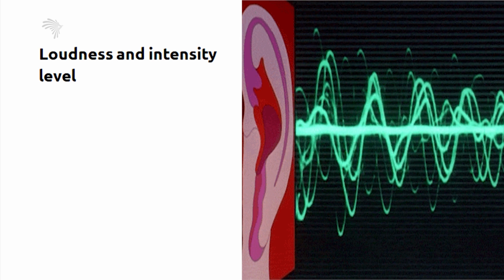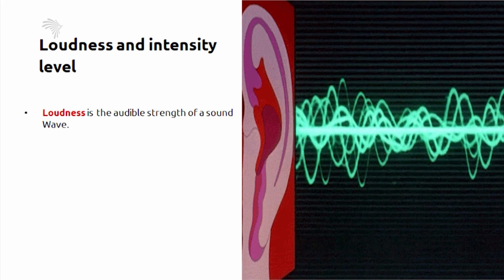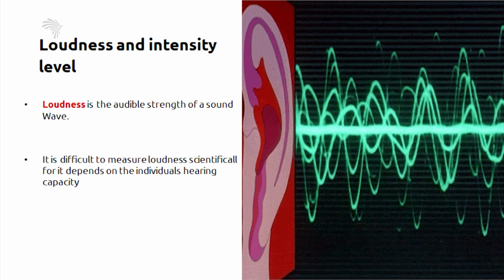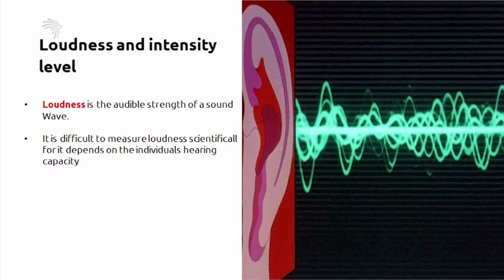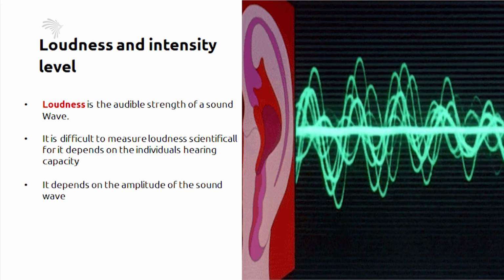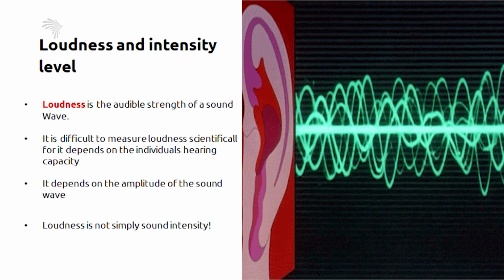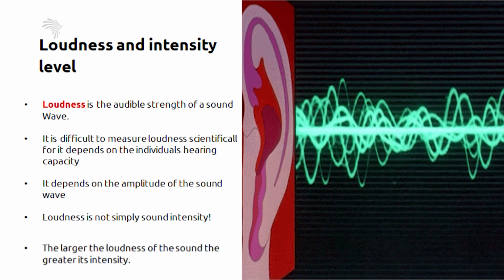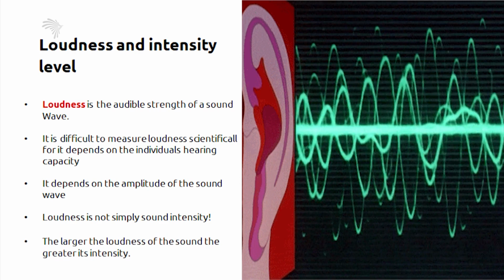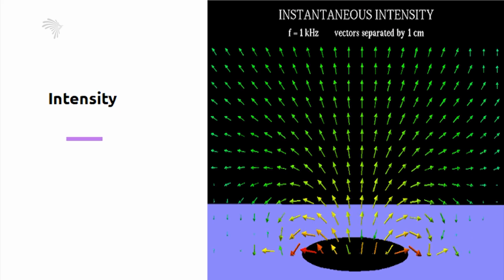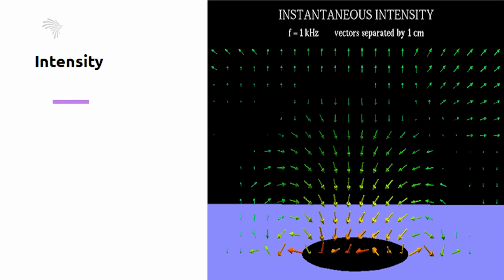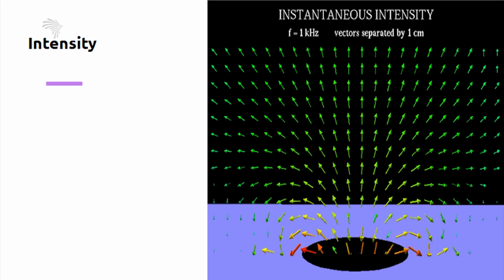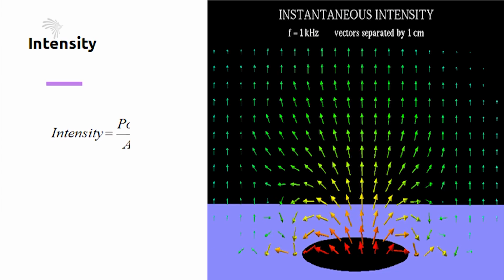Loudness and intensity level. Loudness is the audible strength of a sound wave. It's difficult to measure loudness scientifically, for it depends on the individual's hearing capacity, but it depends on the amplitude of the sound wave. Loudness is not simply sound intensity, but they are related. The larger the loudness of the sound, the greater its intensity. Intensity, on the other hand, can be defined as the rate at which energy flows through a given area per unit time. Mathematically, intensity is equal to power over area.